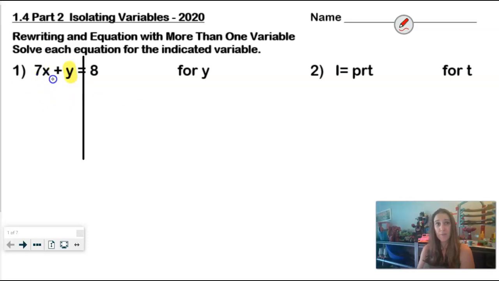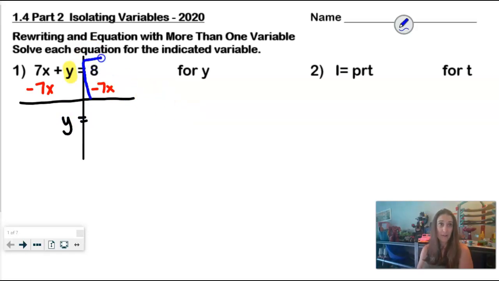7x is all one term. It's being added to y. It's positive, so we would be subtracting it over to the other side. I know this feels weird, but that's what we're doing, right? Just moving it over. Now in algebra solving, usually you would come up with an answer right here. You would say y equals, and then you'd have an answer. But look at what you have.